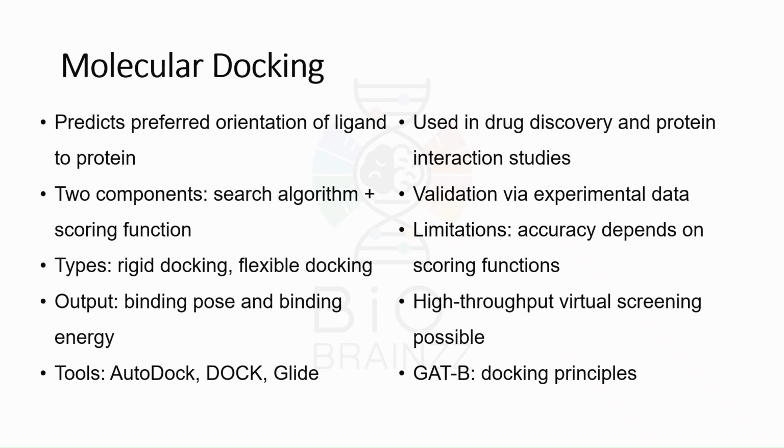Molecular docking is a method used to predict how a ligand binds to a protein. It involves two main components, a search algorithm and a scoring function, as mentioned. Docking helps in drug discovery by predicting binding orientation and energy. Tools like AutoDock and Glide are commonly used. However, accuracy depends on scoring functions. For GAT-B, remember the basics of docking and its applications.